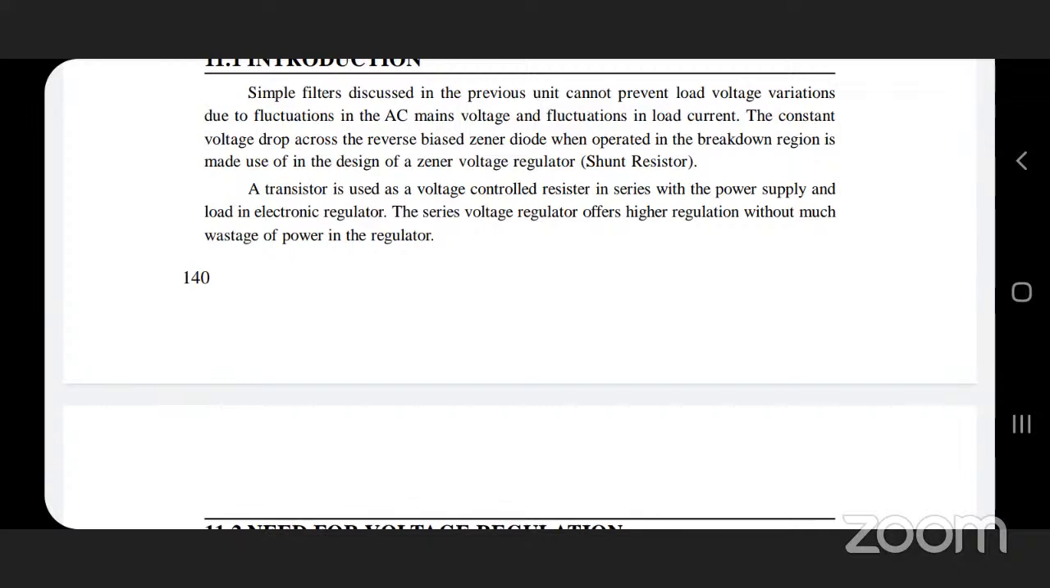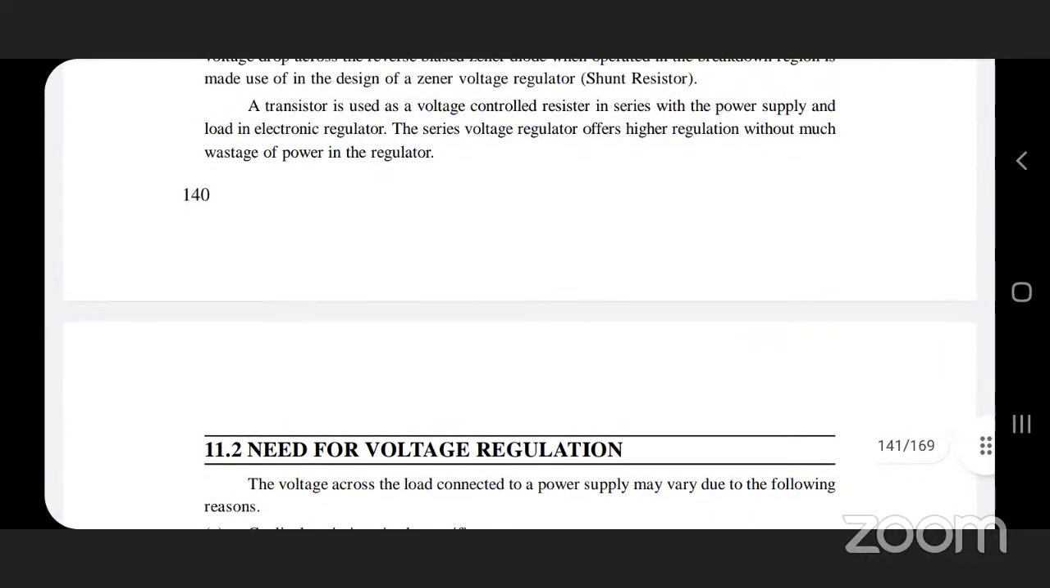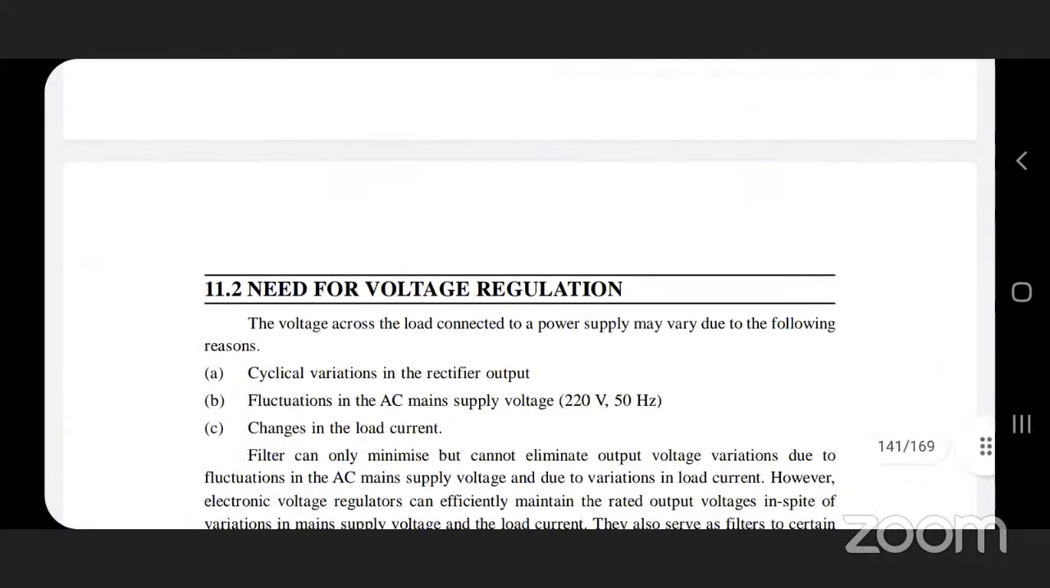Lightly doped or heavily doped depends upon avalanche as well as Zener breakdown. We already discussed that. The design of a Zener voltage regulator is nothing but a shunt regulator with a shunt resistor. In an electronic regulator, a transistor is used as a voltage control resistor in series with the power supply and the load. The series voltage regulator offers higher regulation without much power loss.